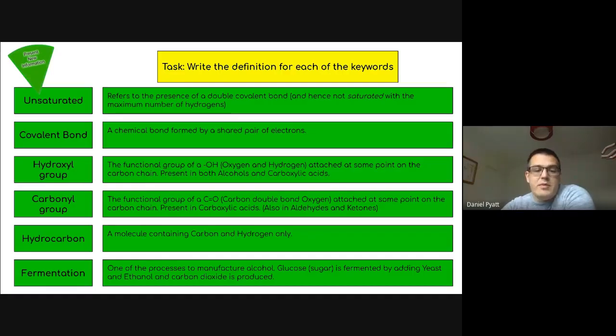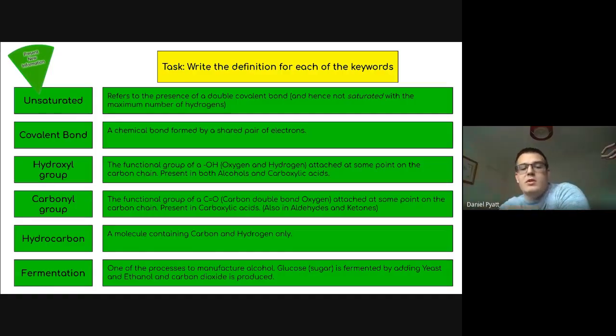And lastly, fermentation is just one of the processes by which we manufacture alcohol. And in the case of fermentation, we take sugar, we ferment it by adding yeast, and that will produce ethanol and carboxylic acid. And we also talked in the past about the advantages and disadvantages of fermentation.